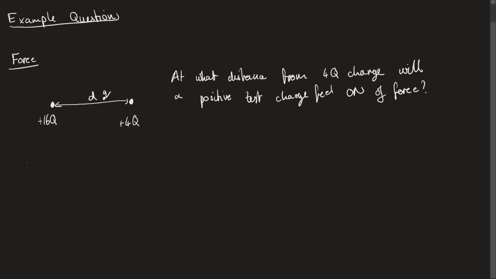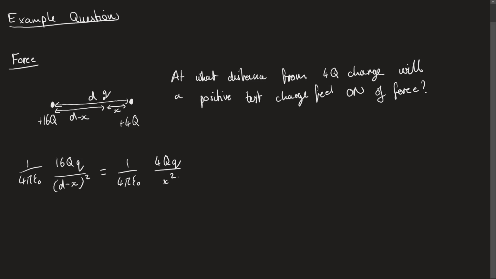Then we can equate the forces. The force from the 16q is going to be 1 over 4 pi epsilon naught times 16q times the charge of the small test charge, because that's what we're focusing the force on, divided by d minus x squared, where this distance here is d minus x, because we want to know the distance from the 4q, so we define that to be x. And that must be equal to 1 over 4 pi epsilon naught times 4q times q over x squared.